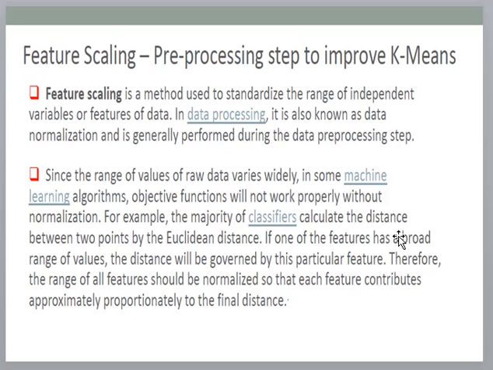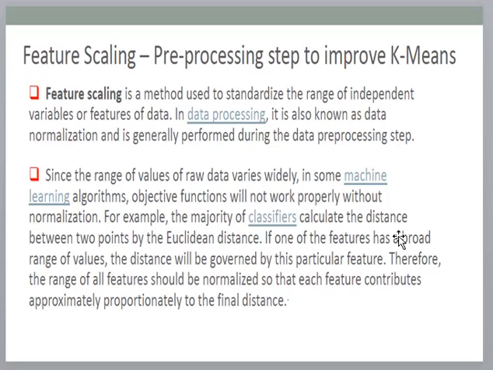So normalization is very important in machine learning, specifically for objective functions, because if the data is not normalized, then our objective functions may not work properly. For example, the majority of classifiers calculate the distance between 2 points by the Euclidean distance. As we have seen, even in k-means clustering, we are calculating the distance through Euclidean distance.